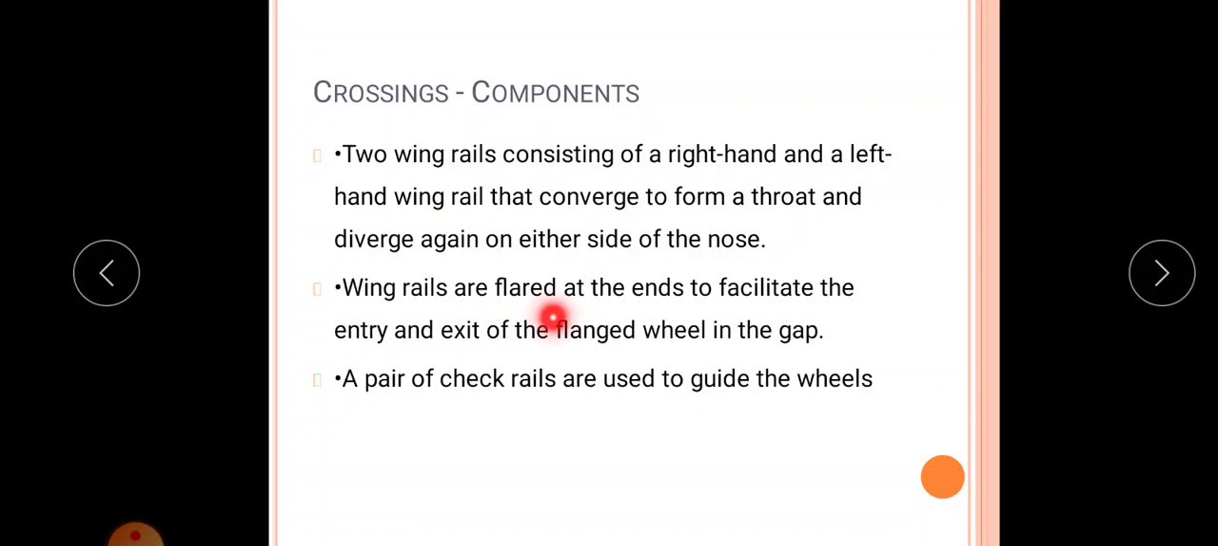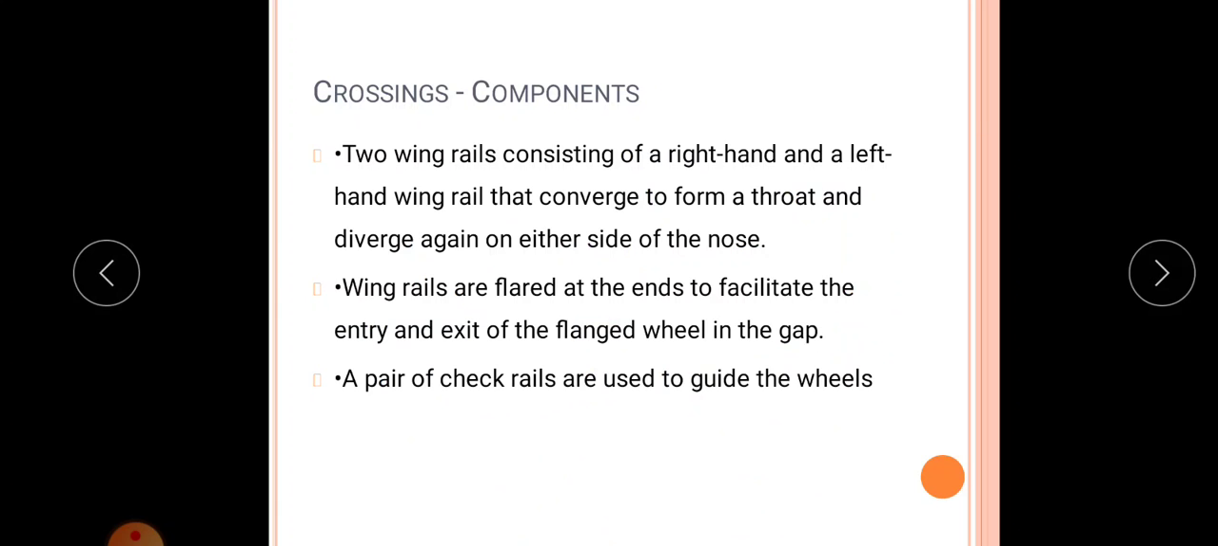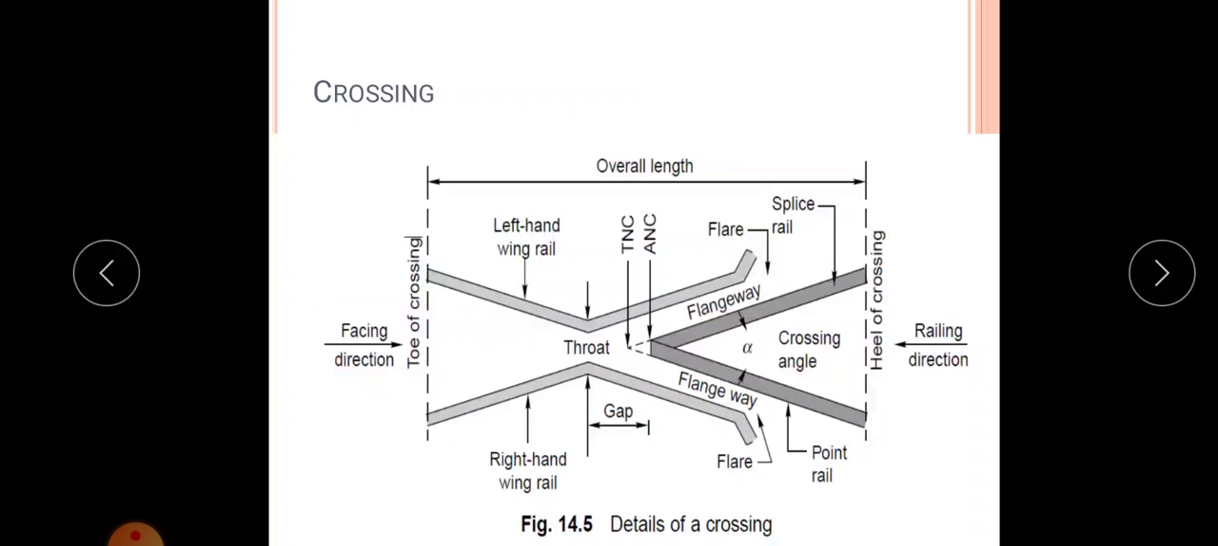Then these wing rails are flared at the ends to facilitate the entry and exit of the flanged wheel in the gap. So in order to have a smooth entry and exit of the flanged wheel, it is flared in this form. And a pair of check rails are used in order to guide the wheels. So these are the main components of crossing, and also the splice rail and point rail are here to form the nose. This is the nose, the actual nose of crossing, and this is the theoretical nose of crossing.